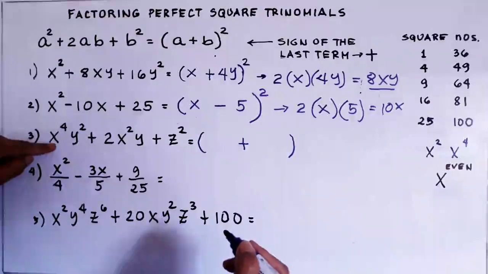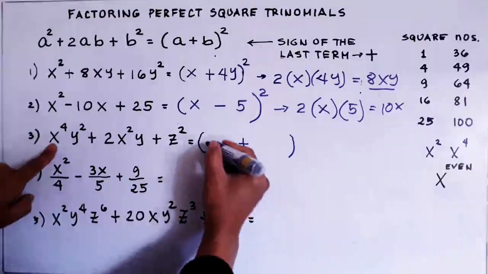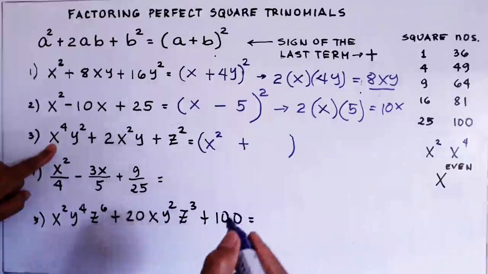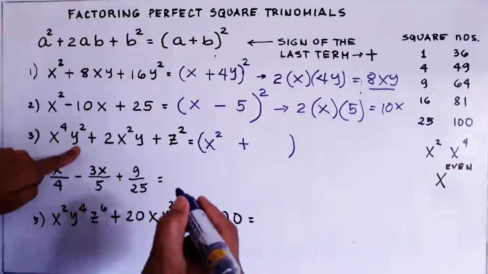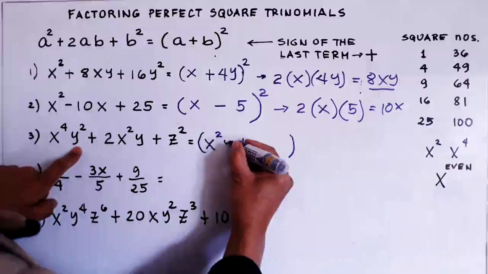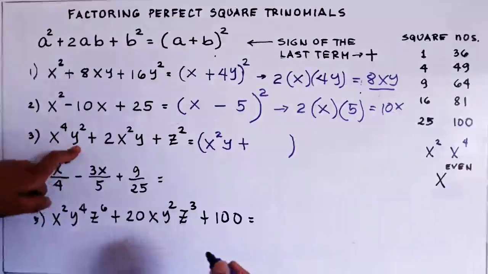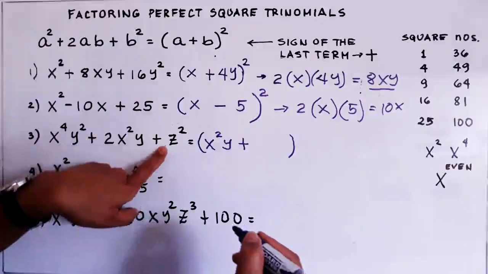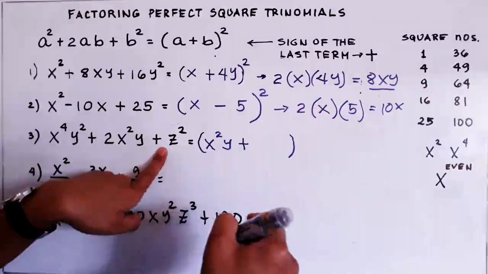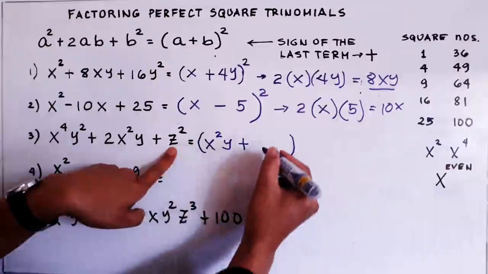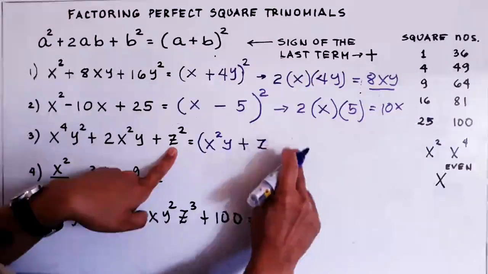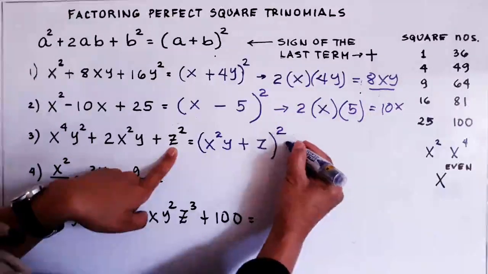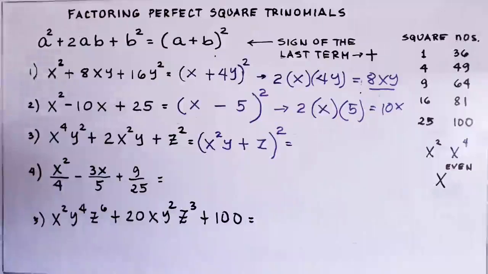Let's have the x to the 4th. Half of 4 is 2. So the square root of x to the 4th is x squared. Now what about the y squared? Y squared square root is y, because y times y is y squared. Now let's have the last term. Square root of 1 is 1. Square root of z squared is z. And then we put this square, signifying it's a square of binomial.